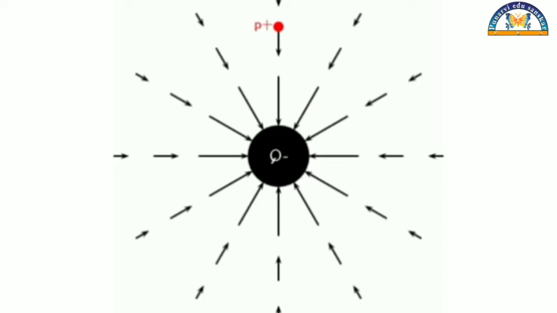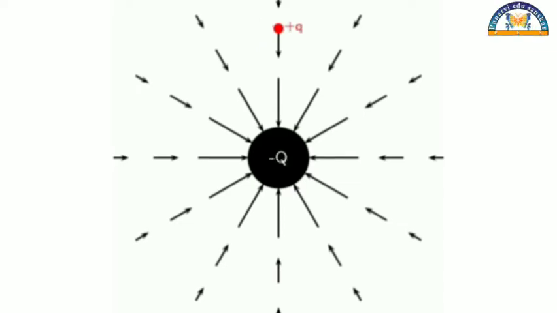Now let us consider the diagram shown on the screen. The charge minus Q will have some region of influence around it. In this region, if you were to place another charge like the one shown in the diagram, plus Q charge, the charge plus Q is attracted towards the charge minus Q. The attraction of the charge plus Q is because of the influence of the charge minus Q.